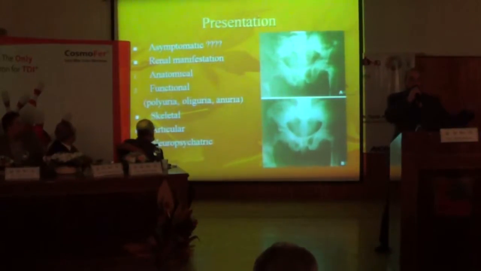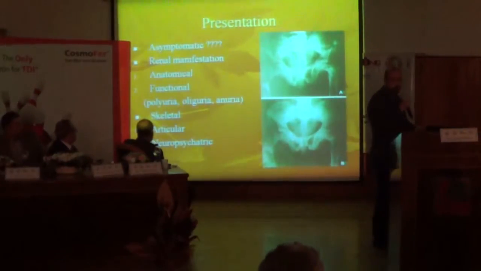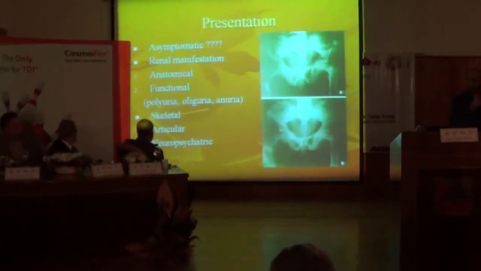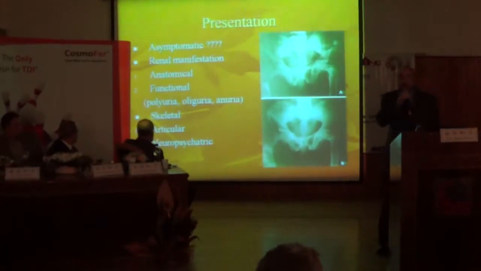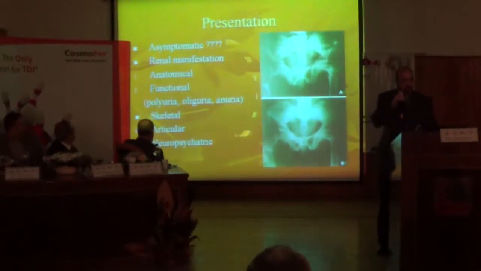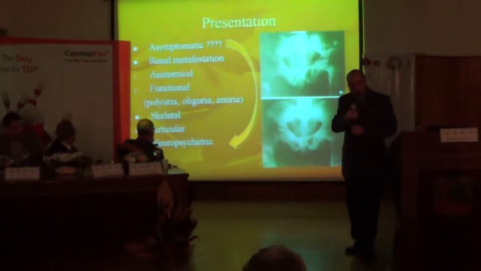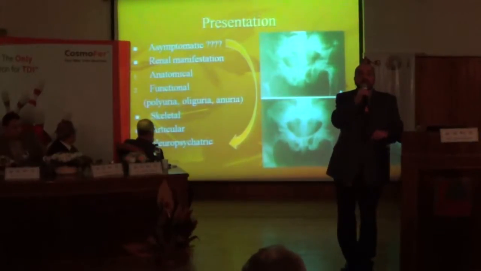Standard textbook presentation: asymptomatic, renal manifestations, anatomical, stones, calcification, and so on, functional, polyuria, oliguria, anemia, skeletal, pathological fractures, articular, joint pain, neuropsychiatric. Actually, most of the asymptomatic have neuropsychiatric manifestations. So, the asymptomatic category really exists.